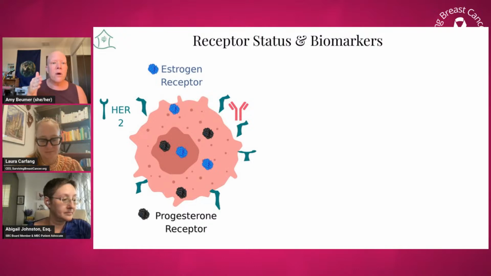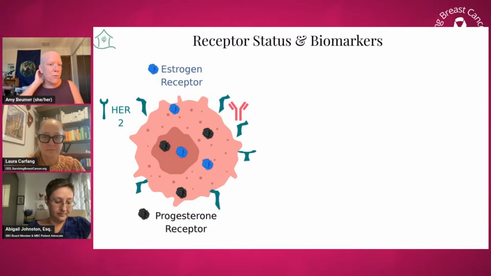And that goes from T1 to T2 to T3. 3 is the largest, right? And then N0, N stands for nodes. That's how many nodes had cancer in them. So N0 means no nodes with cancer. So T1A N0, that's what that means. I appreciate that question. We aren't going to go through that in detail, but if you're interested, the American Cancer Society has a good explanation of T and N values in cancer staging.